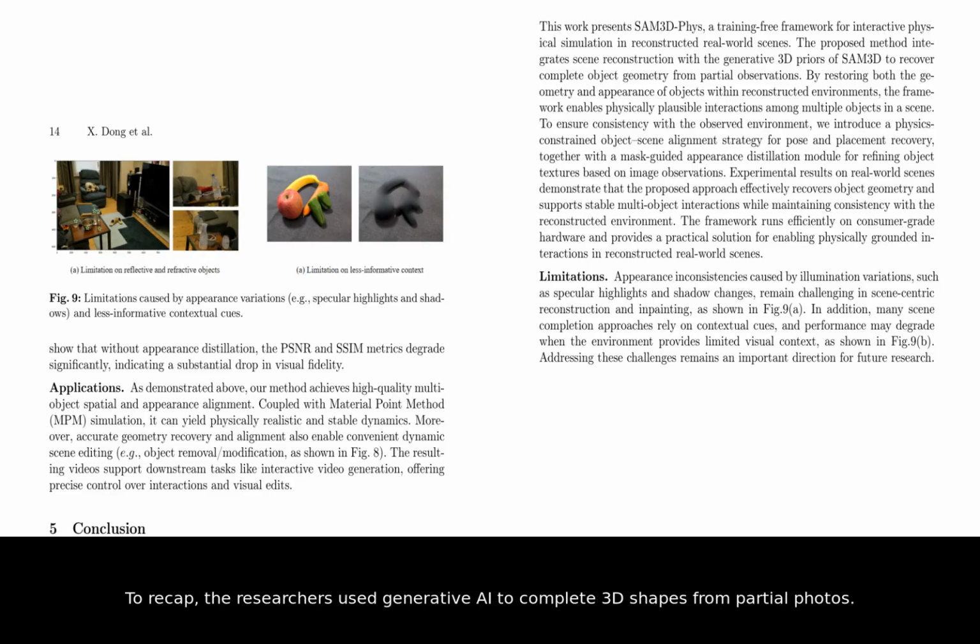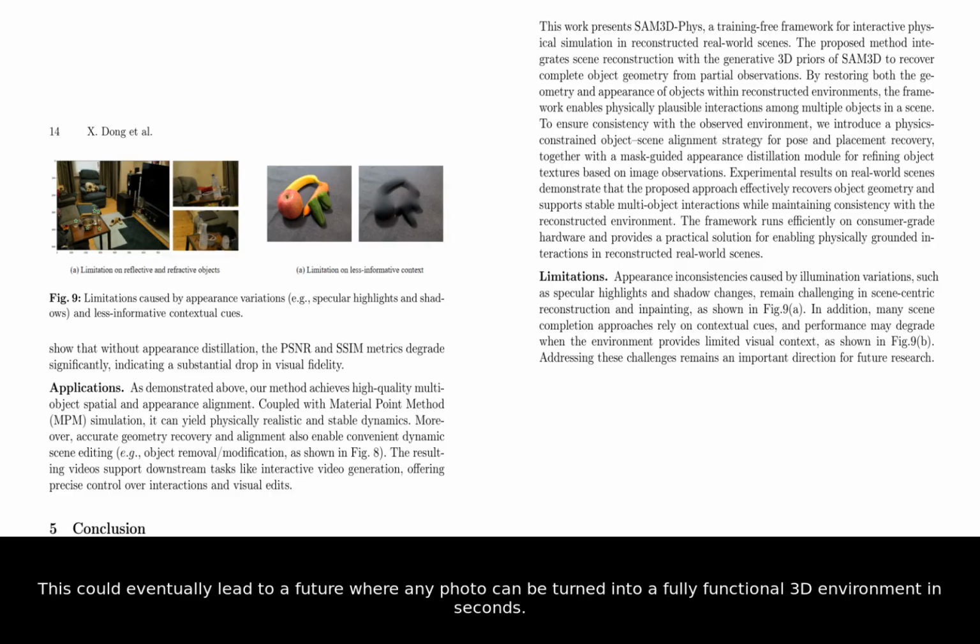To recap, the researchers used generative AI to complete 3D shapes from partial photos. They then used physics to snap those shapes back into place and refine their looks for realism. The result is a stable, interactive world built directly from your camera lens. This could eventually lead to a future where any photo can be turned into a fully functional 3D environment in seconds.